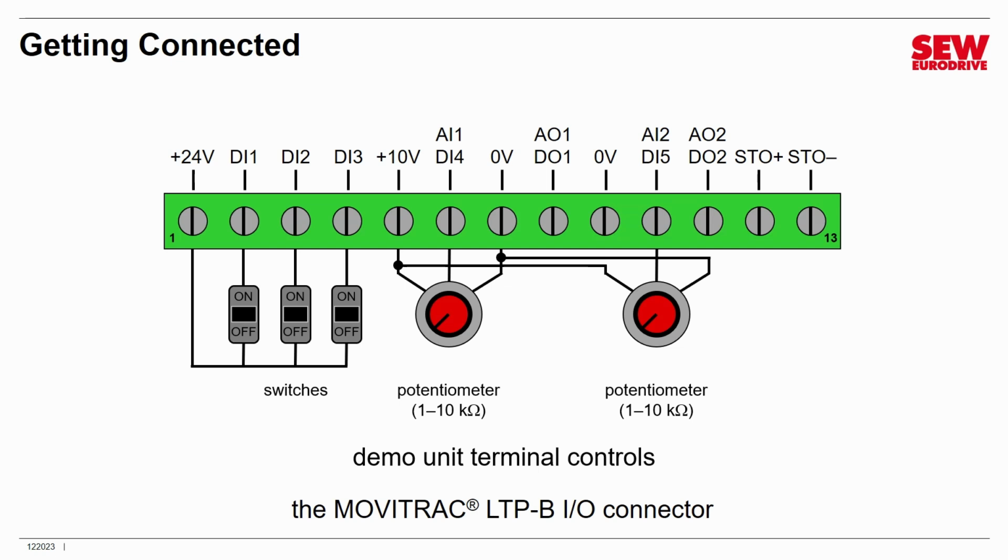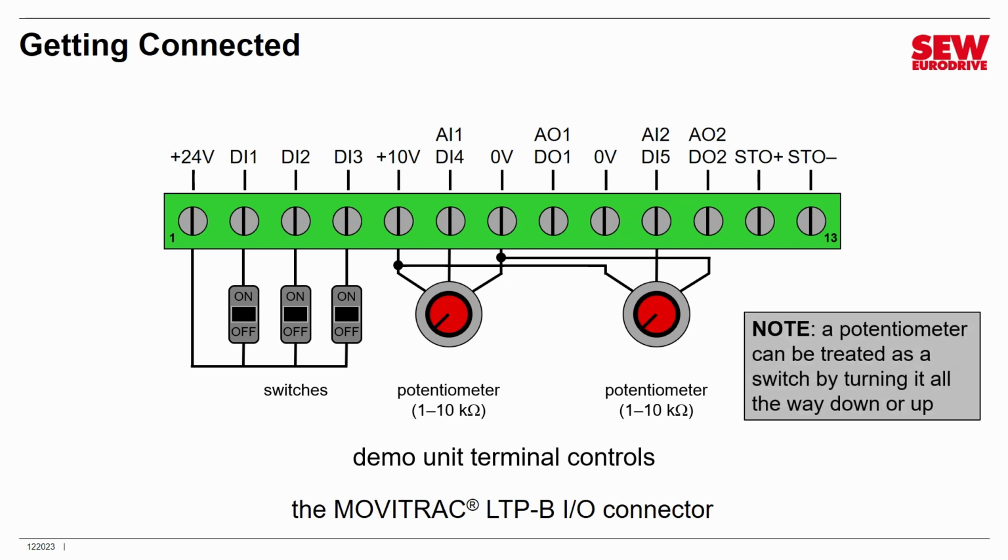Now, if for some reason you have two potentiometers, let me give you a little tip that works fine for classes and training purposes. You can always use a potentiometer like an on-off switch. When you turn it all the way down, it will be like a switch that's turned off, and when you turn it all the way up, it's like a switch that's turned on. So since my demo unit has two potentiometers, I will be using the second one like an on-off switch. So you'll see me turning it all the way down, all the way up, treating it like a switch. So don't let that throw you. But if at all possible, wire your demo unit up to have a switch connected to digital input 5.